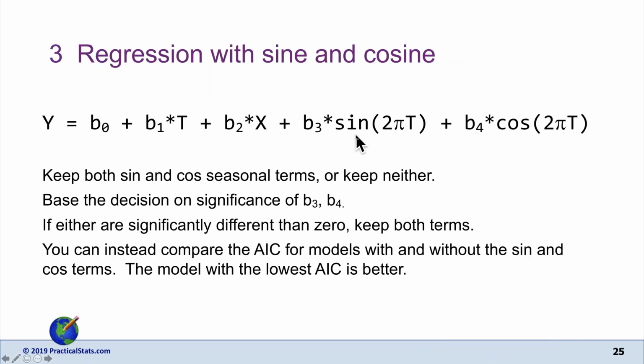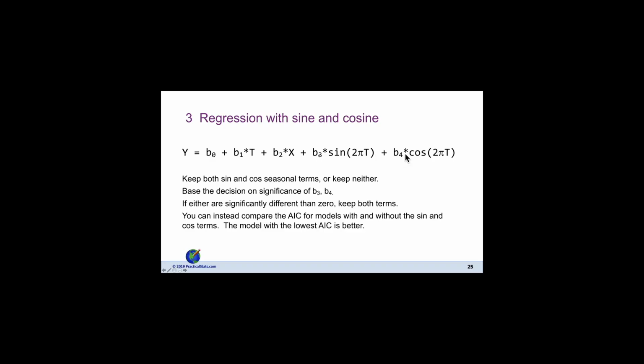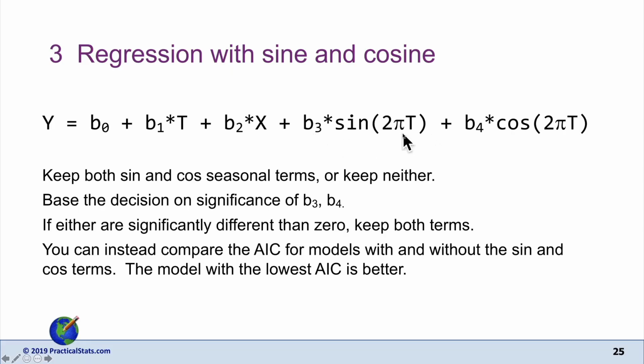So we do that by putting in 2 terms, the sine of 2 pi t and the cosine of 2 pi t. This is a decades-old way of modeling a seasonal variation. And the coefficients for B3 and B4 here, if they're significant, then there's seasonality. If they're not significant, there is not. And the magnitudes of them are fitted so that it fits the pattern in the data. You need to keep them both. If one of them is significant, I would tell people to keep them both.